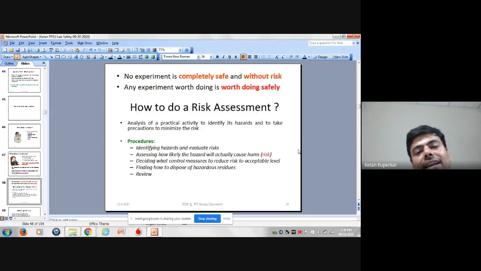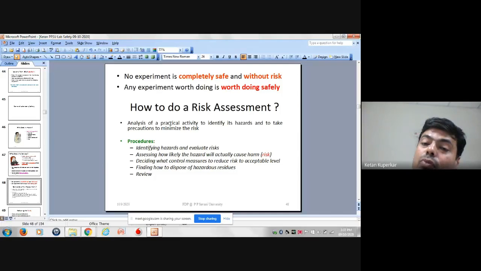Now, when you talk about risk assessment, no experiment is completely safe and without risk. Definitely, you need to take some sort of risk while performing the experiment, or else you won't land up at a desired or required result. And whatever you do, do it very safely. So how do you do risk assessment? It's a kind of analysis which identifies the hazard level and how to take precautionary measures to minimize the risk. That's all. Nothing more than that. Risk assessment is just assessing the level of risk, that is hazard, when you perform anything in the laboratory, and how to minimize it.